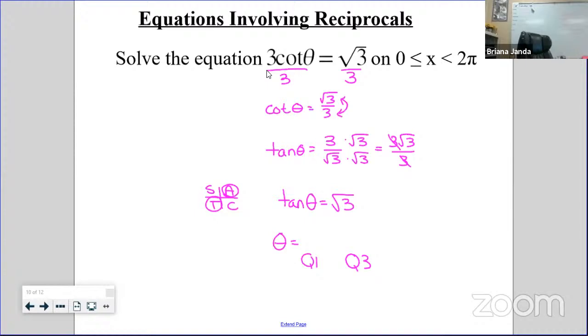Okay, go to your method and find me the angle that gives us a tangent value of square root of 3. What is it? Pi over 3. Should be pi over 3. And in quadrant 1, that is pi over 3. But what's the pi over 3 that puts us into quadrant 3? Ooh, 4 pi over 3. Questions?